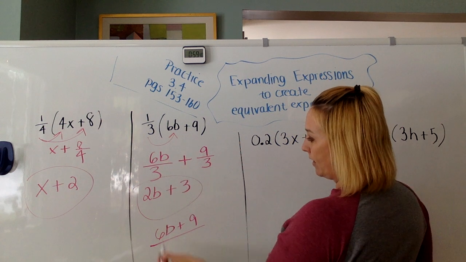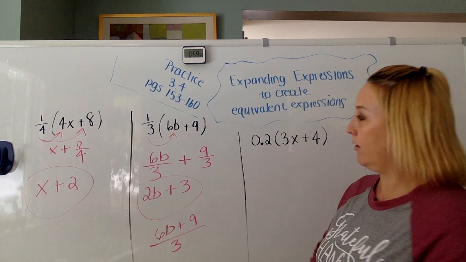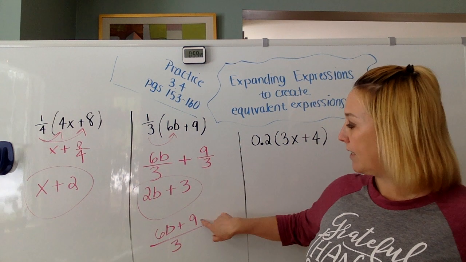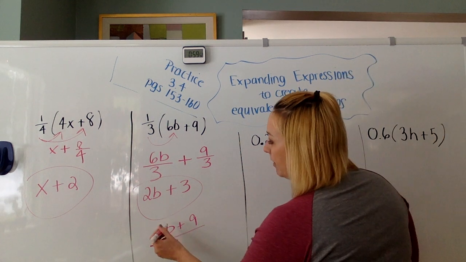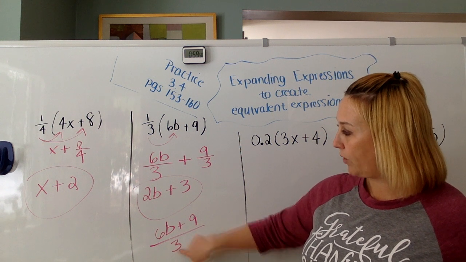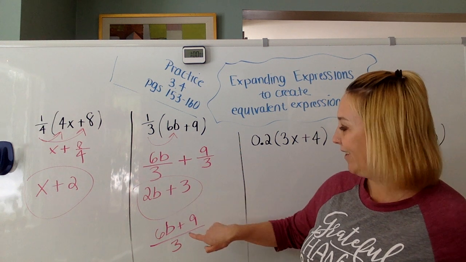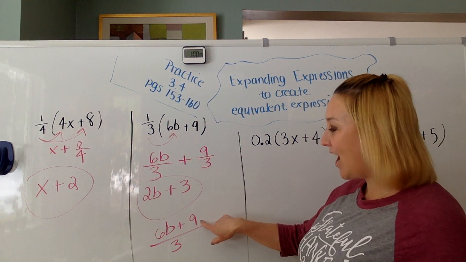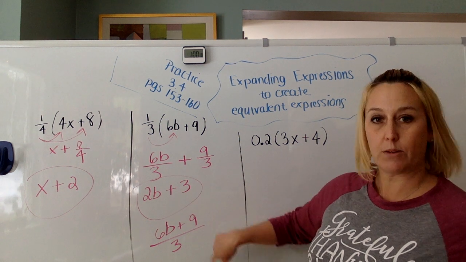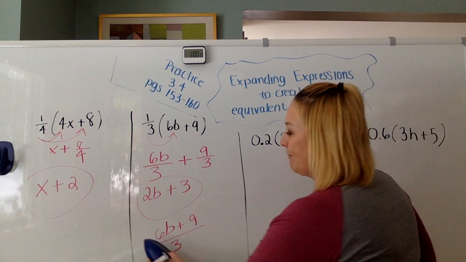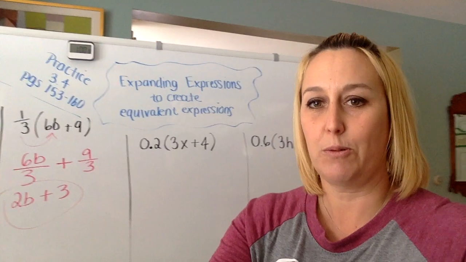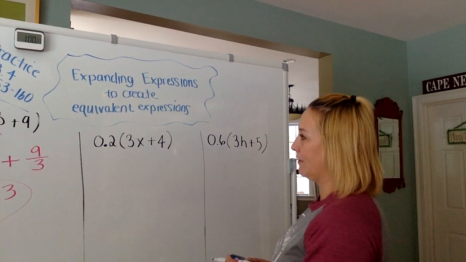All right, so I'm just modeling and showing you again, 1/3 times 6b plus 9 is the same as saying 6b plus 9 divided by 3. Again, not very neat, sorry. And we look up here and that makes sense, right? 6b divided by 3 is the same as 2b. Plus 9, or positive 9 divided by positive 3 is positive 3. So I'm just representing this another way, just trying to fire off all those mathematical neurons and hopefully they're connecting for you. All right, last two, we're into our decimals.